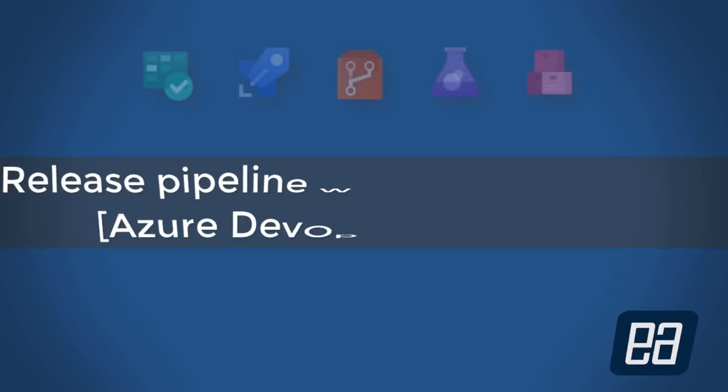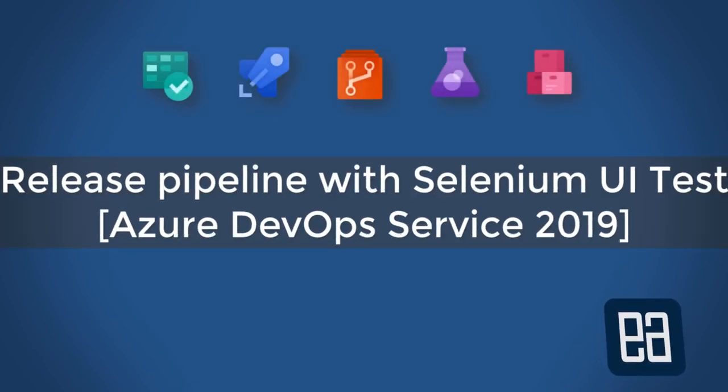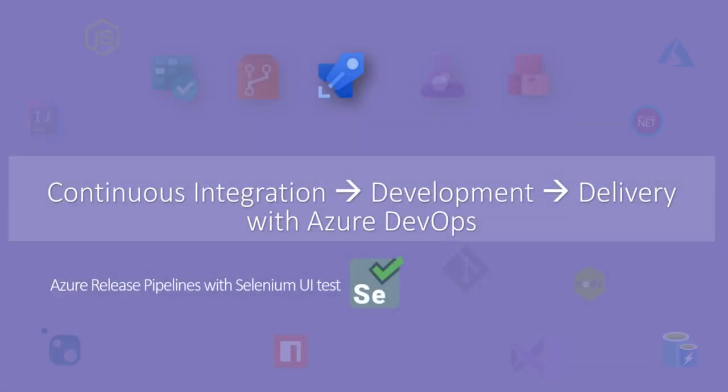In this video, we are going to be talking about Azure release pipeline with Selenium UI test for our continuous integration development delivery with Azure DevOps course. So we have been talking about Azure build, Azure release, and Azure build agent, Azure release agent, and how to work with the deployment groups and also the agent pools and stuff.